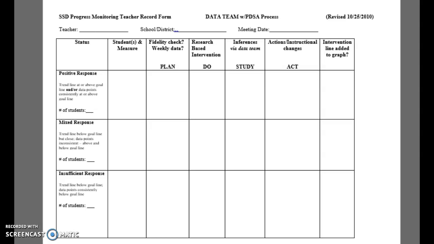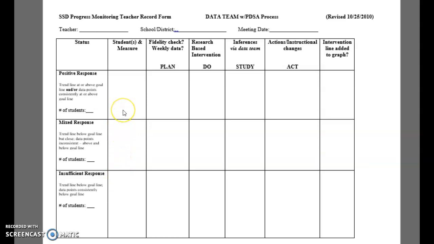not be working. For example, I could use this form to guide my data team discussion and compare data findings with my team. First, I want to describe my group of students and my measure. So let's say I'm using a reading group. I want to describe my students, and I want to state whether or not they're a positive response, so at that trend or goal line, mixed response, or insufficient, which means they're below that trend line or goal line.